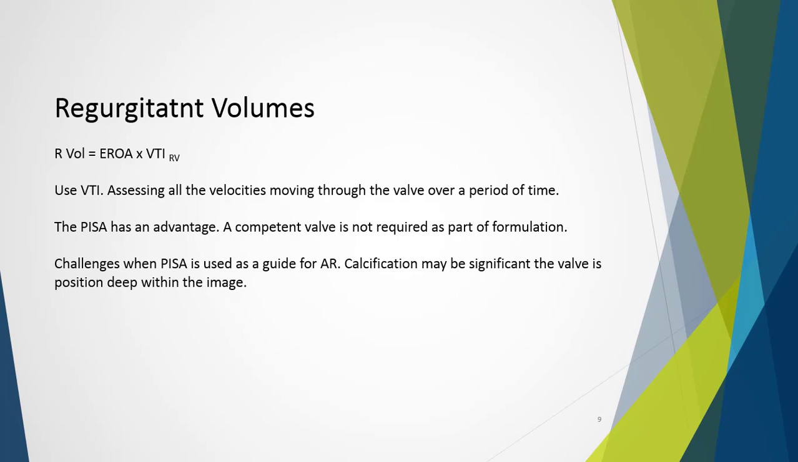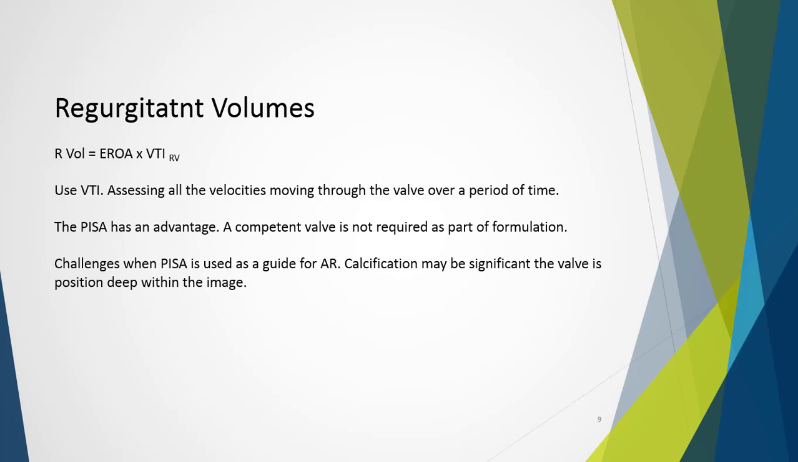Regurgitant volumes can be calculated using the stroke volume formula that we know well now. Note here again we have moved back to velocity time integral. We're assessing all the velocities moving through the valve over a period of time rather than at an instantaneous point. The PISA method is readily utilised for the estimation of regurgitant volume and severity.